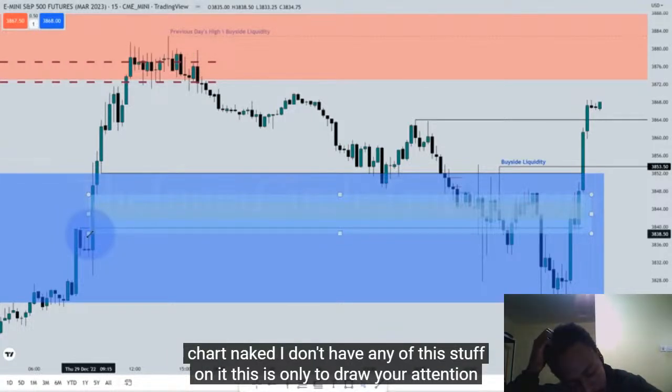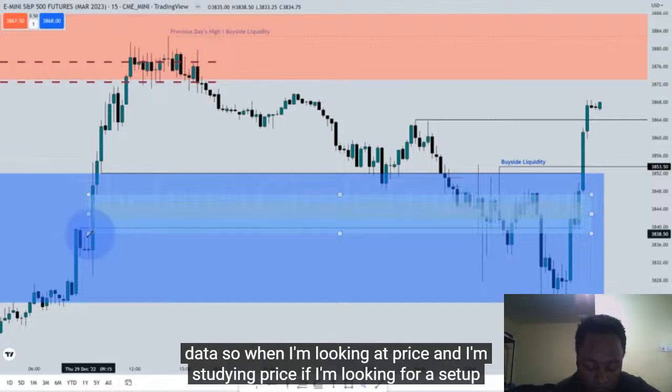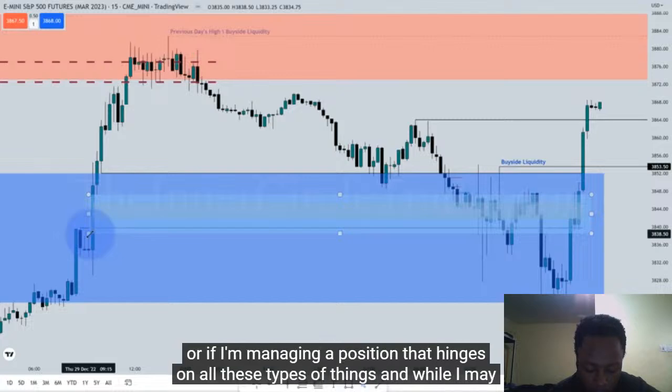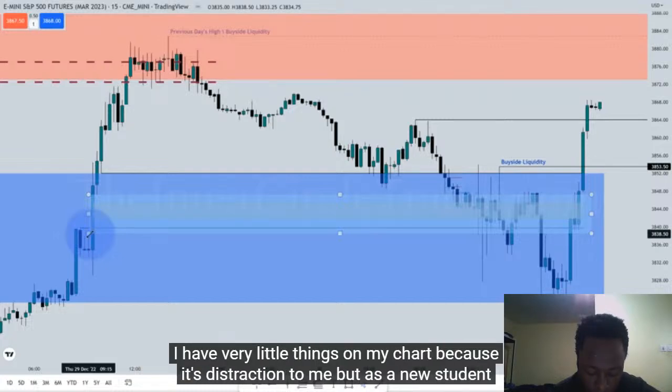This is only to draw your attention to what my mind is considering salient to the market's delivery at the time of real-time data. So when I'm looking at price and I'm studying, if I'm looking for a setup or if I'm managing a position, that hinges on all these types of things. And while I may not have them on the chart, and that's why it's sometimes confusing when I show my examples, I have very little things on my chart because it's a distraction to me.